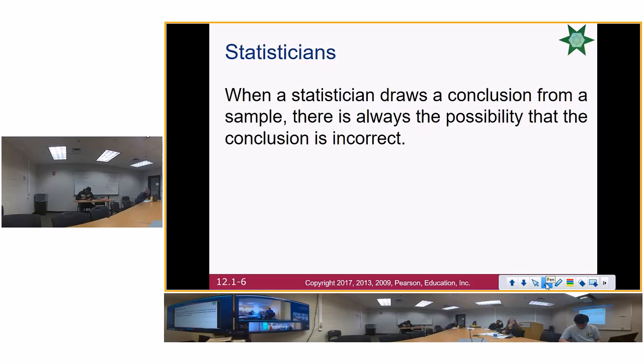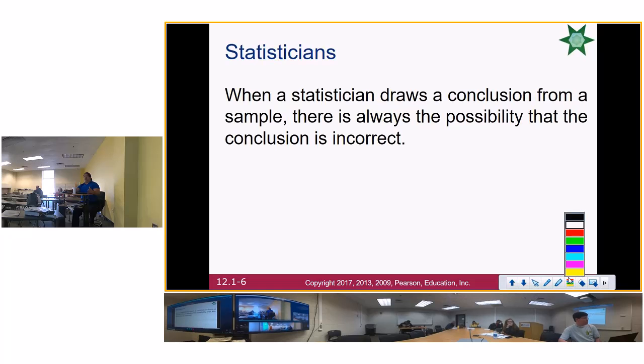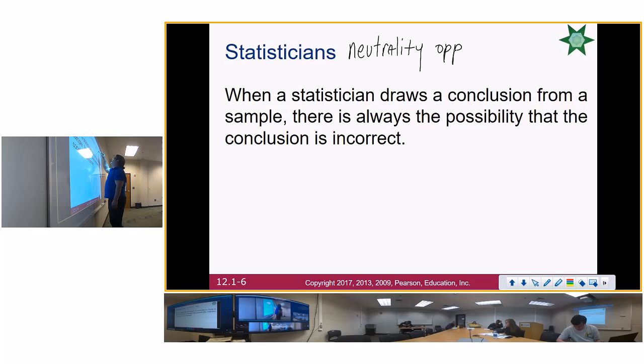I want y'all to answer. Is it like getting your information from a neutral site? Yeah, neutrality is the opposite of biased. And I hope I spelled neutrality right. Neutrality is like a judge.